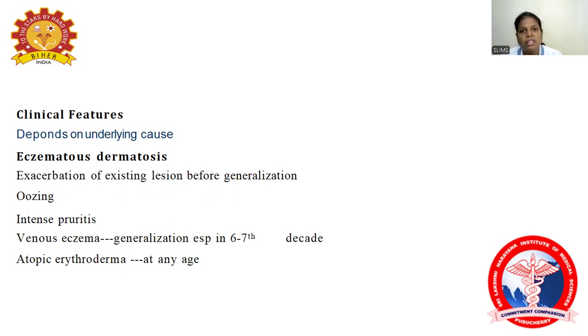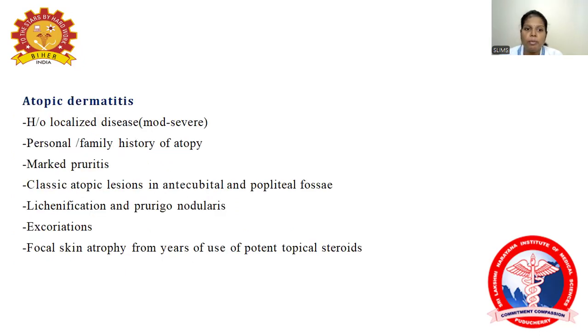Oozing is one of the main clinical features which is present in eczema. Intense pruritus. Venous eczema most commonly occurs in elderly people, 6th to 7th decade, whereas atopic dermatitis occurs at any age. So in atopic dermatitis, you should ask history of localized disease, whether it is moderate to severe, personal or family history, and marked pruritus. Classical sites like flexures, antecubital and popliteal fossa. Because of the scratching, lichenification and prurigo nodularis-like lesions are present. Excoriations, focal skin atrophy from years of using potent topical steroids.